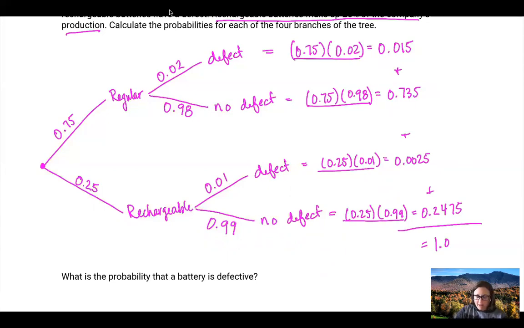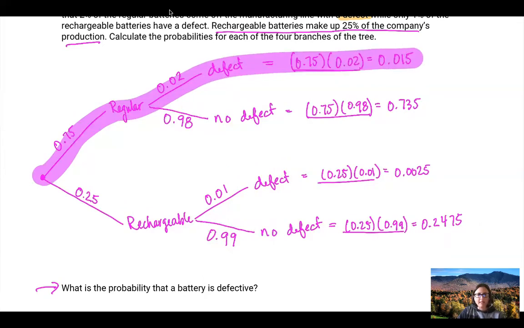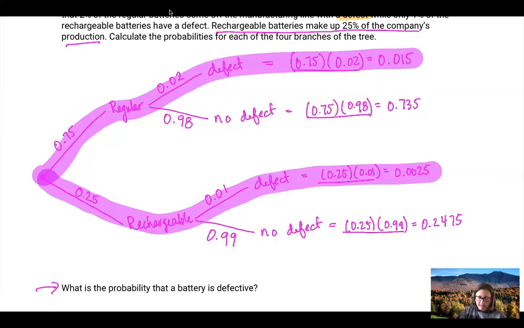So I know all of my probabilities are calculated correctly. That is good. Now I can go and figure out what's the probability that a battery is defective. It doesn't ask me if the battery is regular or rechargeable or not. I just want to know if they have a defect. So I'm going to have a look at all of the branches that show me a battery ends up defective. I see that this very first branch would end up in a battery that's defective. Second one, no defect, don't care about that. The third one has a defect, and then the last one does not.